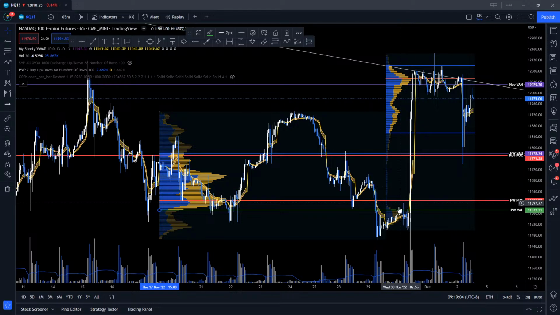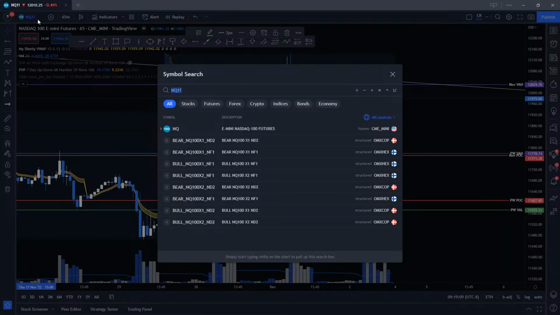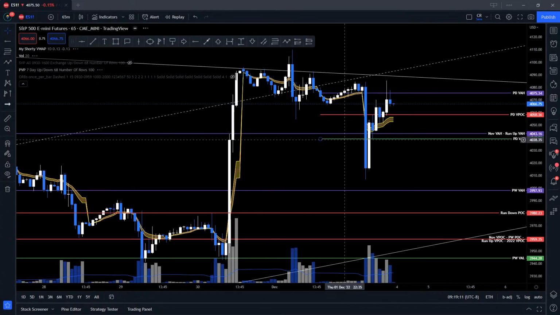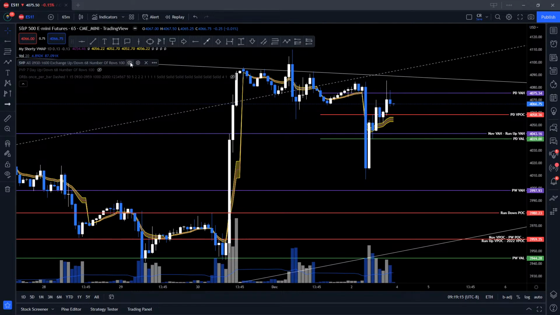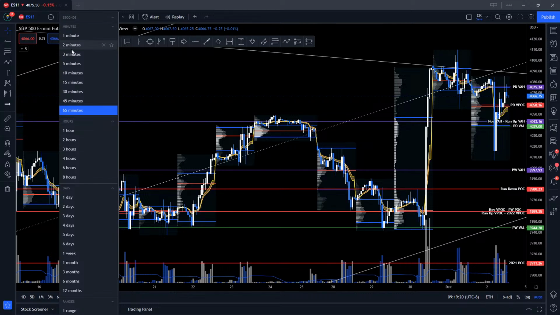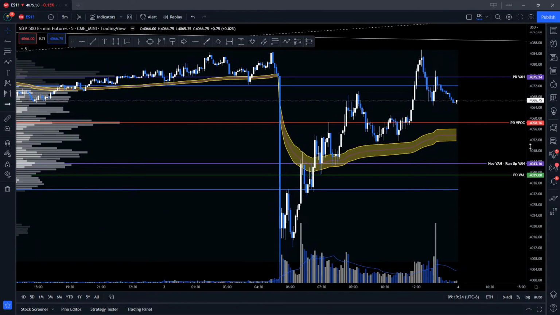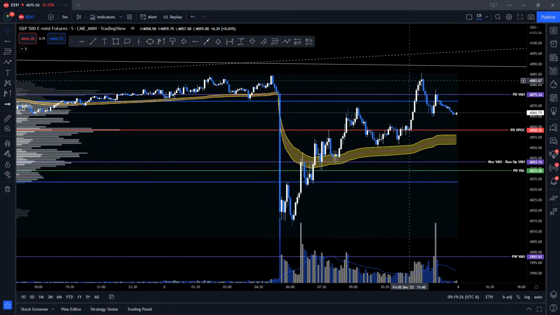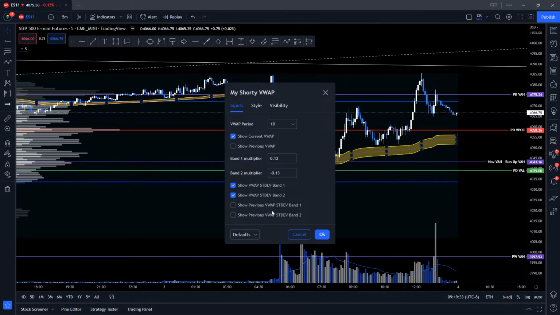I use VWAP. When I'm trading during the day, let me just go back to ES really quick. When I'm trading during the day, this is generally what I'm looking at. So I don't have any EMAs or RSI, MACD, none of that stuff. I have VWAP, and you'll notice this is a VWAP cloud.